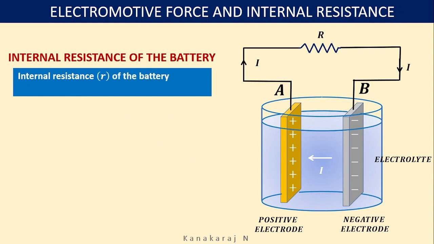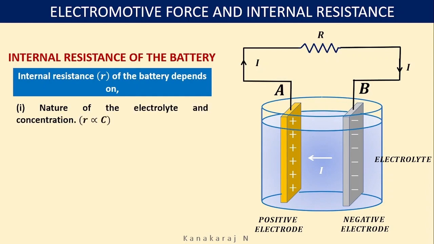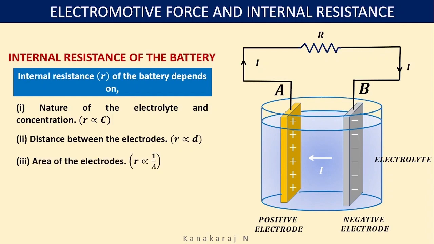Internal resistance r of the battery depends on, first, the nature of the electrolyte and concentration of the electrolyte, proportional to C. Next, distance between the electrodes. The more the distance between the electrodes, the more the internal resistance, proportional to d. Next, the internal resistance r depends upon the area of the electrodes. The more the area of the electrodes, the less the internal resistance, r proportional to 1 by A.